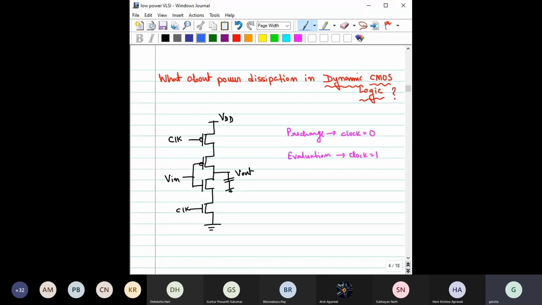So yeah, we have also discussed the dynamic power, the power dissipation in a dynamic CMOS logic gate. Do you have any doubt here? Okay.